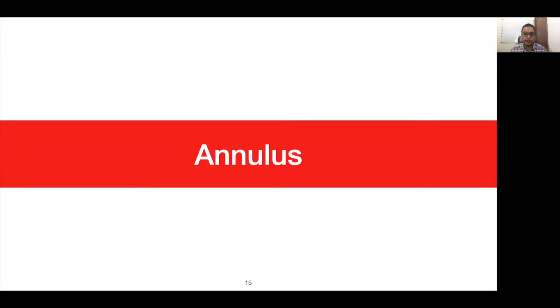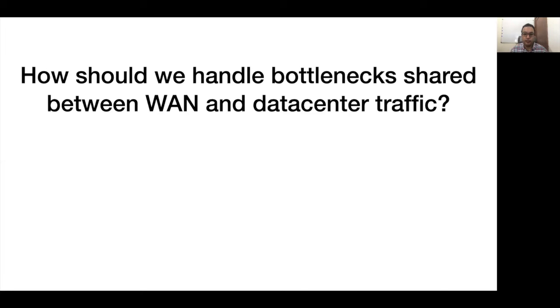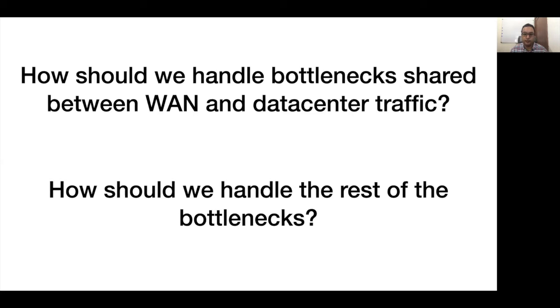Now I'll introduce our scheme, Annulus, which achieves near ideal performance for both types of traffic. Our work on Annulus attempts to answer two questions. The first question is, how do we handle this new type of bottleneck where data center traffic and WAN traffic compete? The second question is, how do we answer the first question while still efficiently handling all other types of bottlenecks?